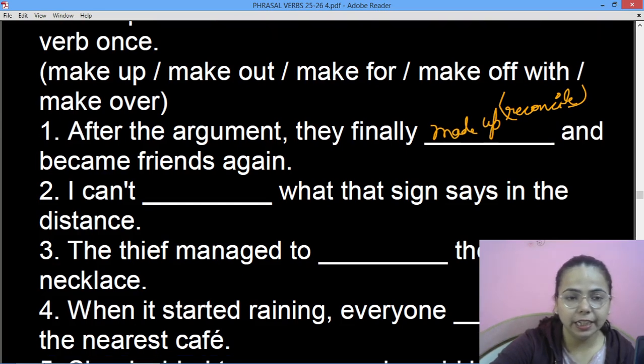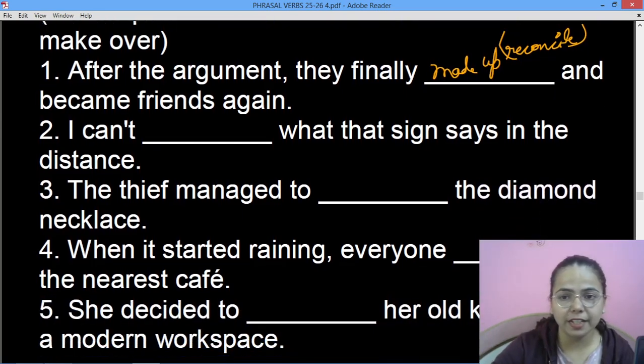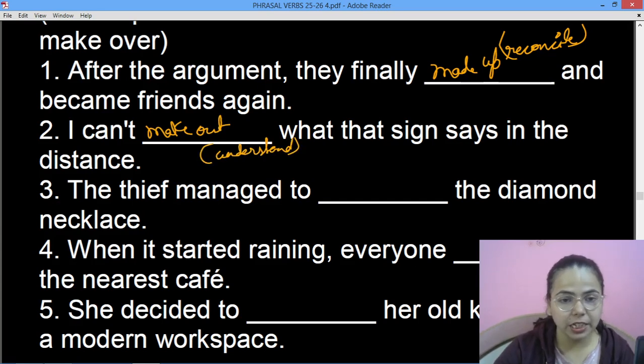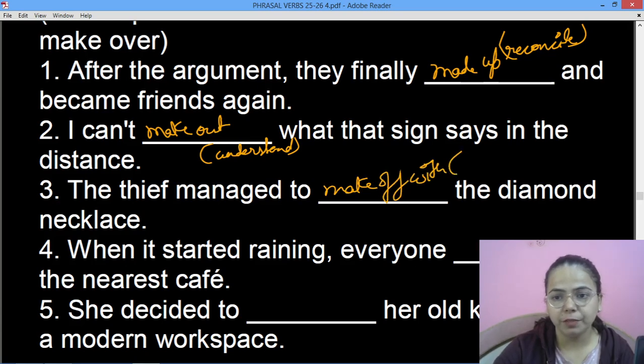Okay, then I can't make out what that sign says in the distance. So that is make out. Make out means to understand. मुझे समझ में नहीं आ रहा है. ठीक है. Then the thief managed to make off with the diamond necklace. Make off with means to steal something.